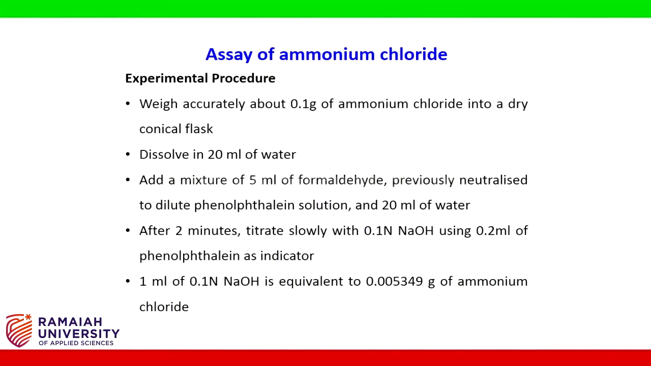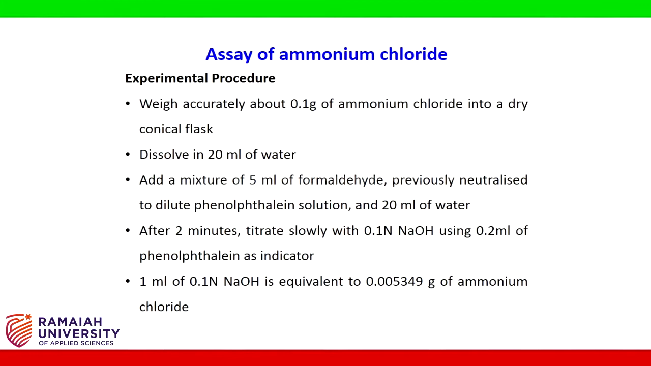Experimental procedure. Weigh accurately 0.1 gram of ammonium chloride into a dry conical flask. Dissolve in 20 ml of water. Add a mixture of 5 ml of formaldehyde, previously neutralized to dilute phenolphthalein solution, and 20 ml of water. After 2 minutes, titrate slowly with 0.1 normal sodium hydroxide using a few drops of phenolphthalein as indicator.